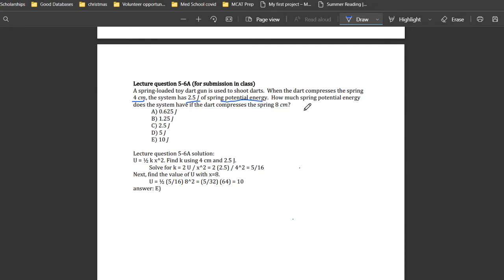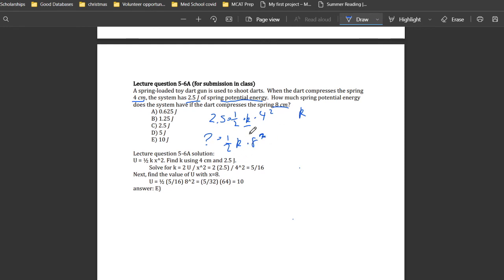You can first solve for K in case 1, where 2.5 equals 1 over 2 times K times 4 squared, and then solve for K, and then plug it into a new equation with 8 as the distance, and then just solve for spring potential energy. So we'd say question mark is equal to 1 over 2 times the K constant times 8 squared, and then solve for spring potential energy.